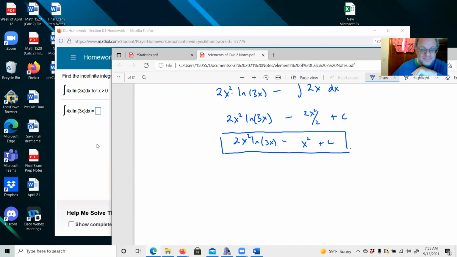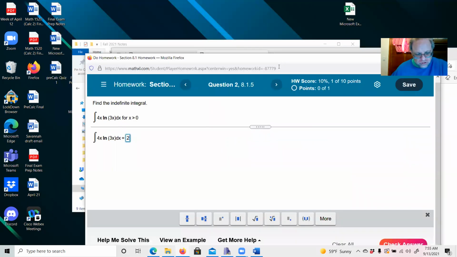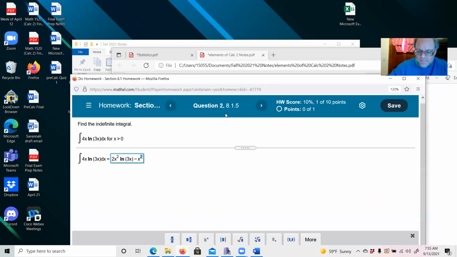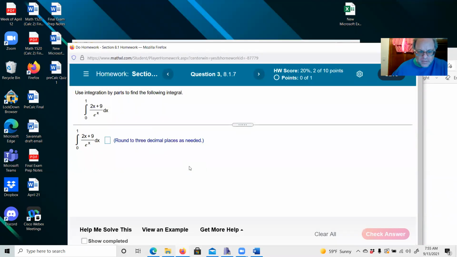So we have 2x squared ln 3x, minus, I believe, x squared plus c. Let's see if we put it here. Very good. So let's go on to something a little bit different.